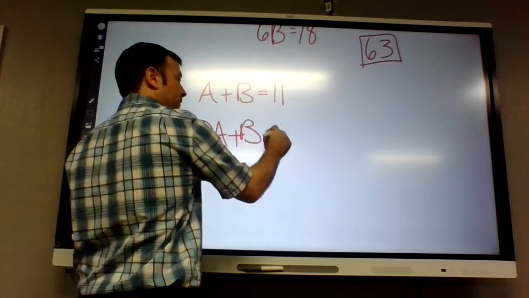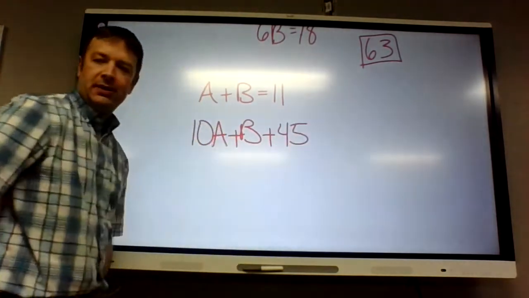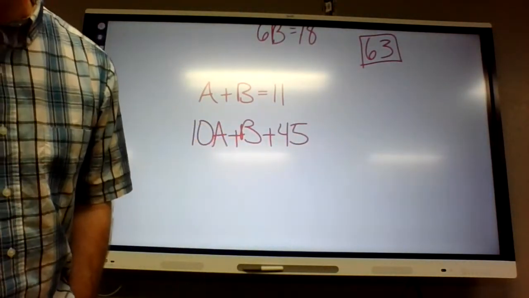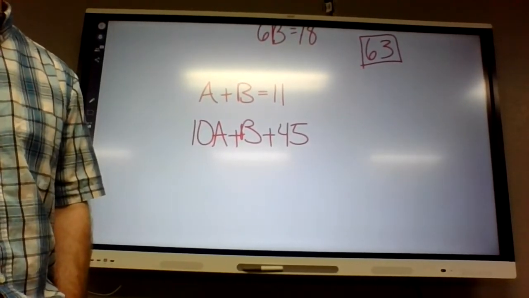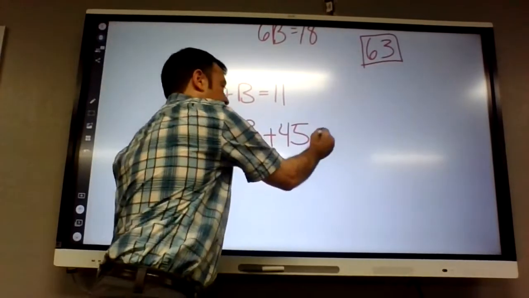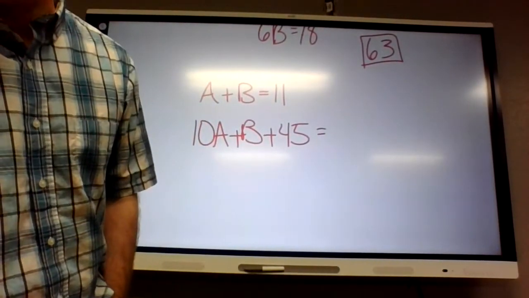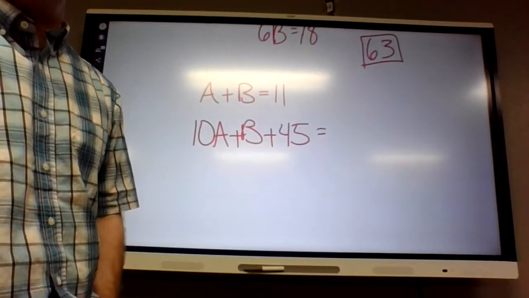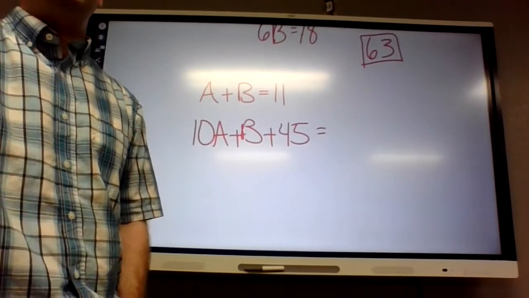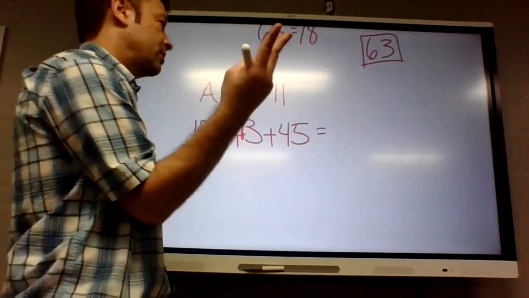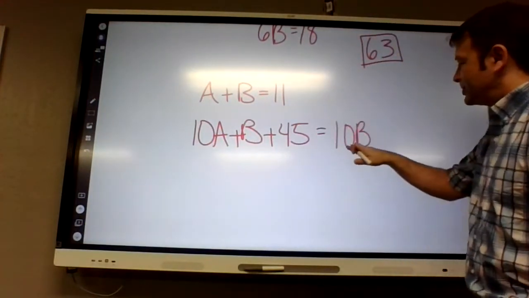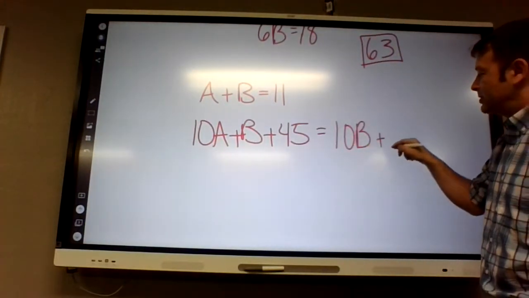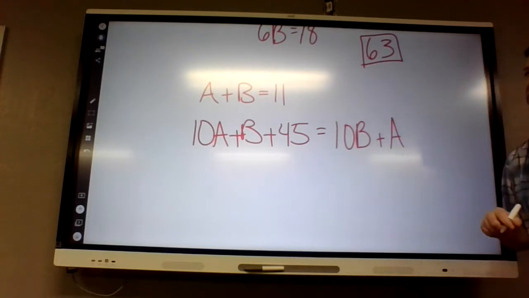45 is added to that. And what else does it say? The result is, what do you think the result translates into? Equals. The result is the number with its digits reversed. If we reverse the digits, what would the number be worth? 10B plus A. The units digit would be worth 10 times as much now, and the tens digit would just be worth itself.